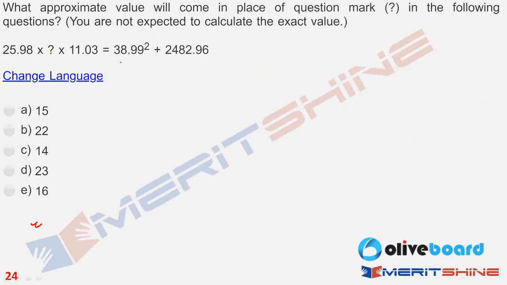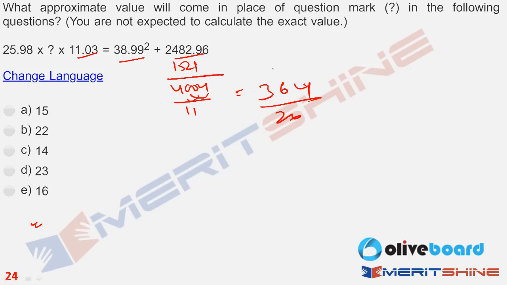What is this? 39 square, and this 39 square we all know is 40 minus 1 square. So 1600 minus 80 plus 1. So this is 1521. If I add it, how much will I get? 4004 divided by 11. Yes, it is divisible by 11. So if I divide by 11, what do I get? 11 threes are 33, 70 means 66, 444. Divided by 26. 26 ones are 26, 104, 24. 26 fours are 104. Clearly 24. This is the exact calculation.